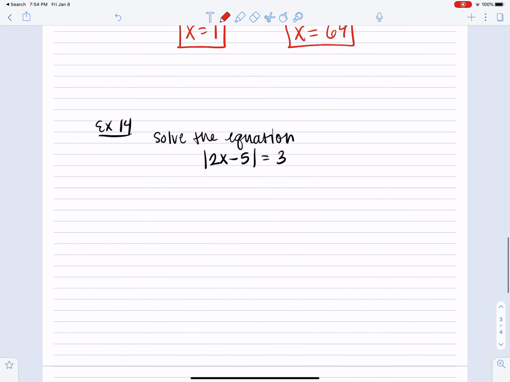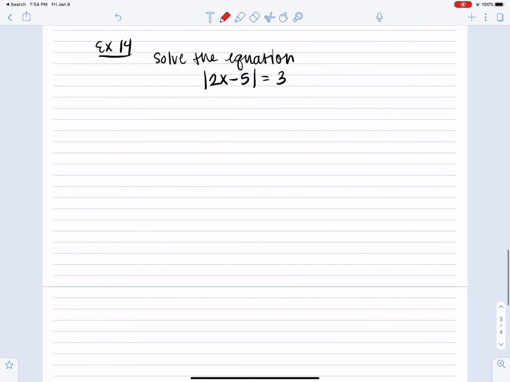All right, and the last example is solve the equation absolute value of 2x minus 5 equals 3. This is an absolute value equation, which means if your answer in here is negative 3, your answer still comes out to 3 on this side, or if your answer is 3 over here, your answer still comes out to 3 on this side. So we need to split this into two problems.